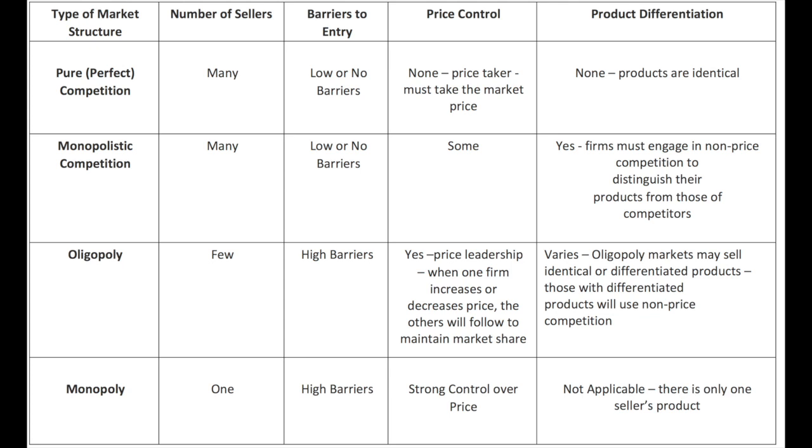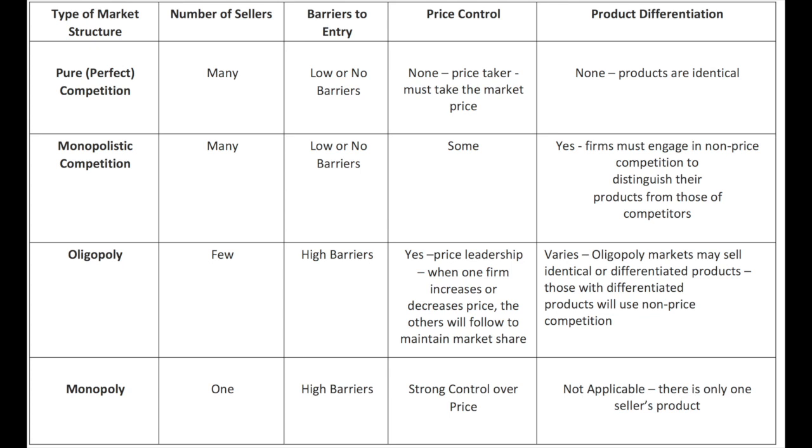And that's what differentiation means here. The products are identical. And because the products are identical, there's so many people selling these identical products, the price control is very nil, meaning that the market price is just going to be what it is. Not one individual firm has that much control over price.